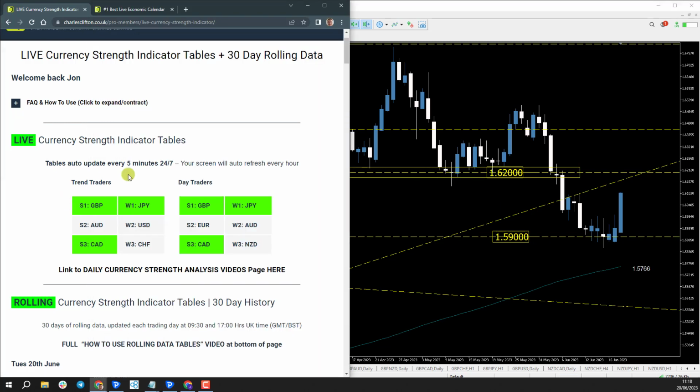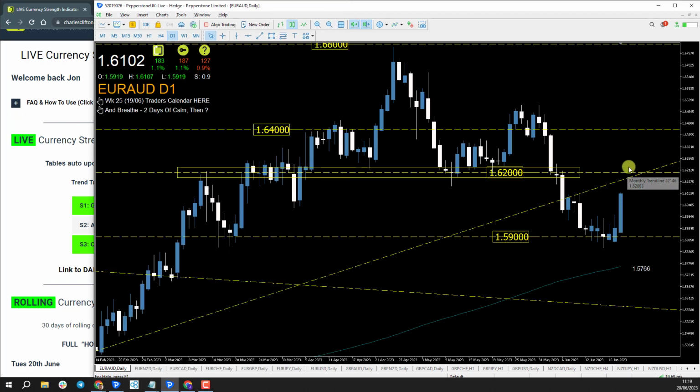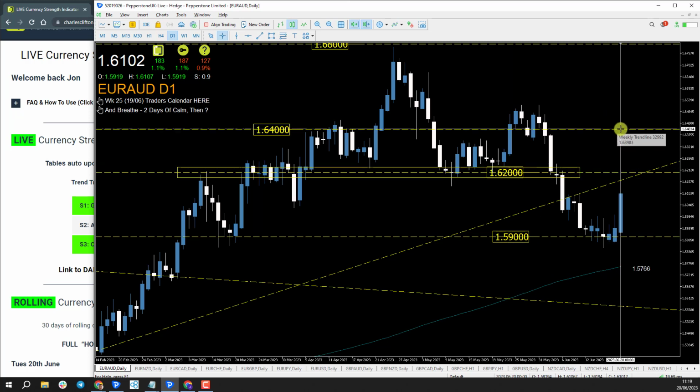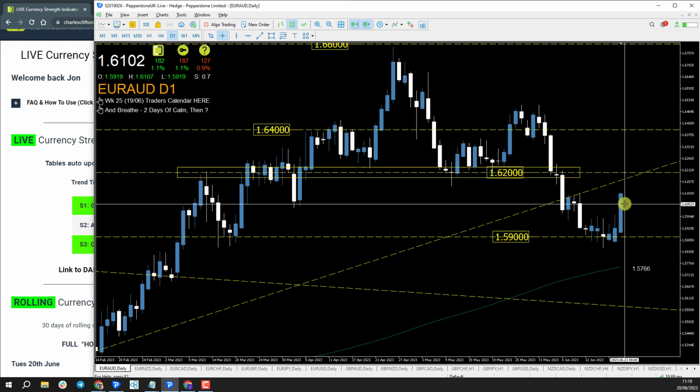Now, what we need to wait for in order to look for a potential position here is we need the Australian dollar to remove itself from the trend traders, appear on the weak side of the trend traders, and we need the euro to catch up with the strong side of the trend traders. When we have those confluences, then we can say, okay, there's potentially a good idea to long Euro Oz, perhaps into the 1.62 or even to the 1.64.